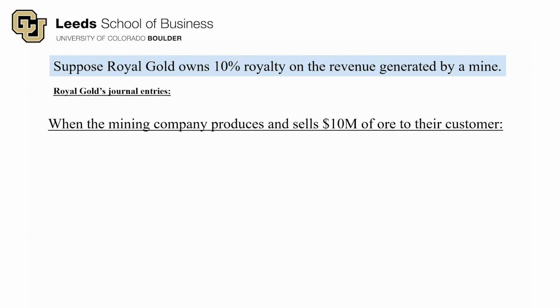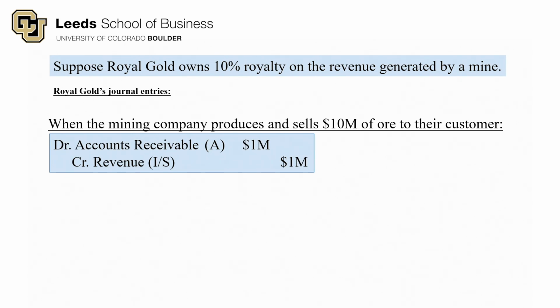First, when the mining company produces and sells $10 million of ore to their customer, Royal Gold has earned 10% of that production. And so what Royal Gold will do is calculate 10% of 10 million, which is $1 million. They'll debit accounts receivable for $1 million and credit revenue for $1 million. And the reason they do this is they want to keep track of what mining companies owe them money. And this mining company, since it's produced 10 million and Royal Gold owns 10% interest, this mining company owes Royal Gold $1 million. So this is what we're doing. We're keeping track of that.